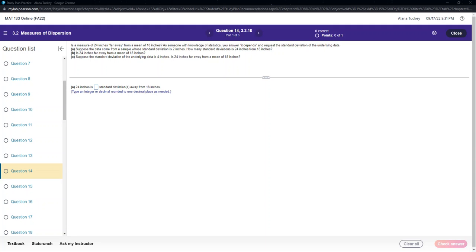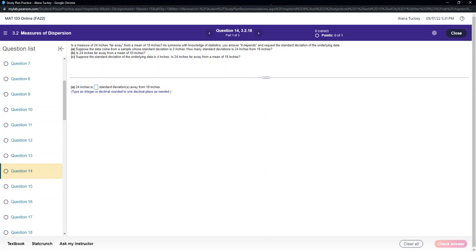Hello there, I've been asked to help with this question, which is 3.2.18. This isn't a particularly difficult question, but I think that students don't quite know what it's asking for. So we look at, is a measure of 24 inches far away, quote unquote, from 18 inches? As someone with knowledge of statistics, your answer depends. You answer it depends and request the standard deviation of the underlying data.